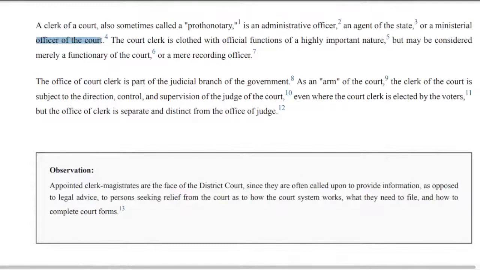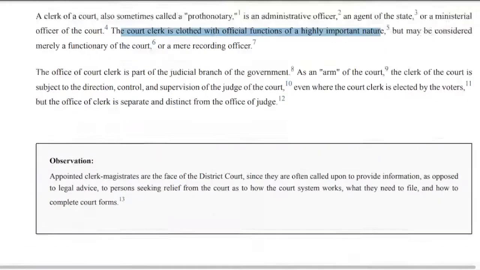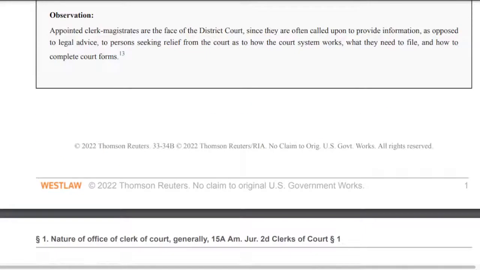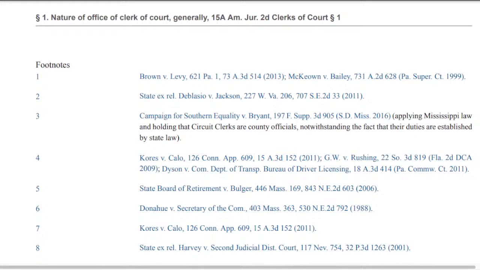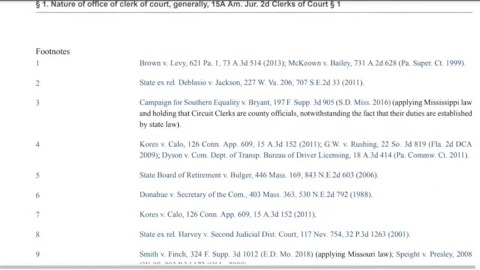And I think we hit all these different ones here. Okay, and clerk is clothed with official functions of a highly important nature. And that's number 5, and that's State Board of Retirement versus Bulger, Massachusetts, 2006. But may be considered merely a functionary of the court, and that's number 6. So Donahue versus Secretary of the Commonwealth, I think that is Massachusetts, 1988. Or a mere recording officer. So if you really want to reduce their lowest capacity, number 7, and that's Connecticut, 2011.